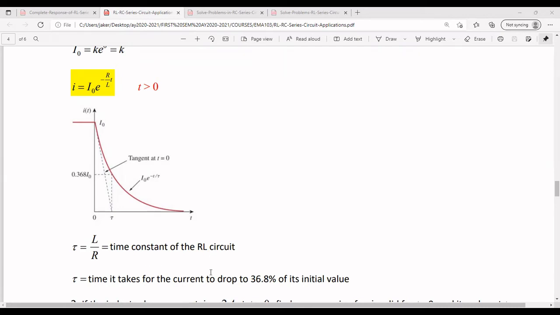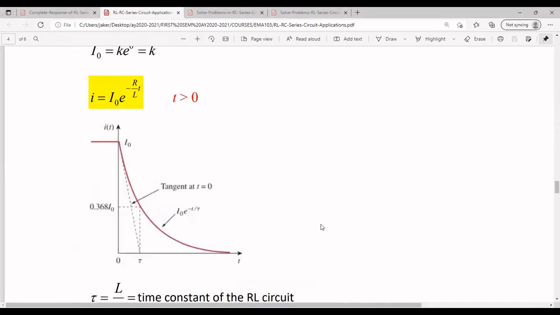And what is the significance or the essence of this time constant of your RL circuit? So it's said to be the time it takes for the initial current to drop to 36.8% of its initial value. I think it would be best explained using the graph that is shown to you in here. Let me just enlarge it.